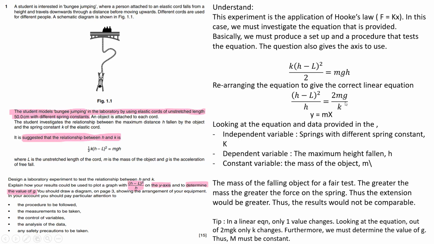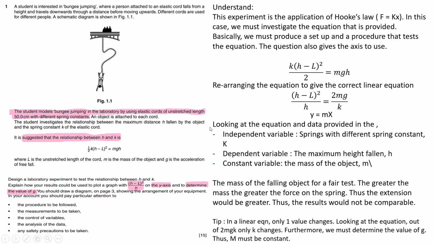So you get 2mg over k. This is not very difficult. It's very simple mathematics. You just have to divide by h, like I said, multiply by 2, and then divide by k. This equation that we get finally is of the form y equals mx. There's no plus c, or there's no constant in this. It's just y equals mx.